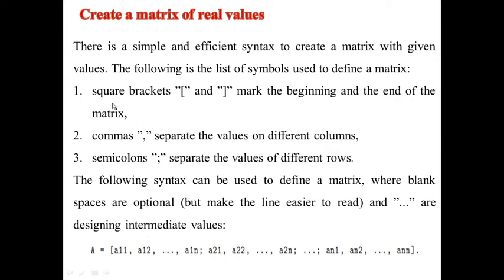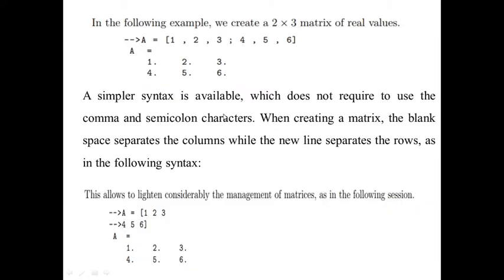Three things you have to follow, simply understand, don't get confused about the index. First you use the square brackets at the starting and ending, there should be a comma between the values, and to separate the rows you have to use the semicolon. Clear? Now we will see the example.